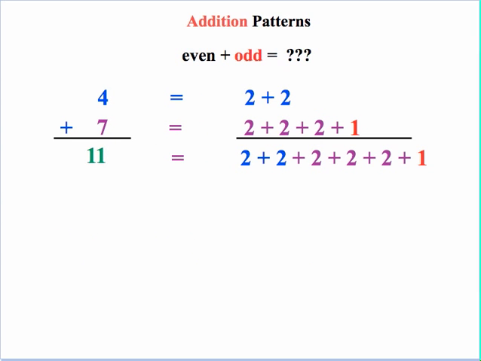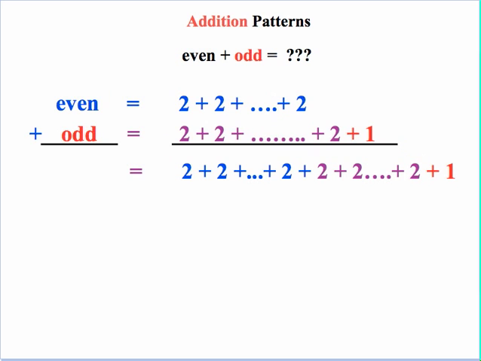If we take one example and break it down to see why, well, let's see, the even number 4 breaks down to 2 plus 2. The odd number 7 breaks down to 2 plus 2 plus 2, but we have a plus 1 at the end. When we combine them all together, we get 11. So again, we have that plus 1 at the end. So it looks like the answer is, again, going to come out odd.